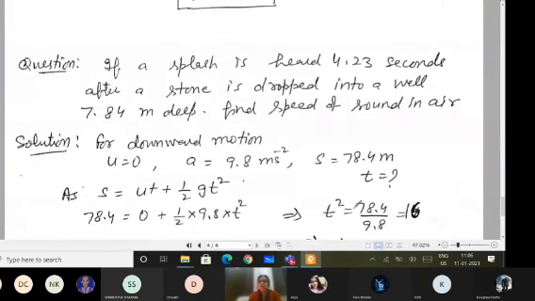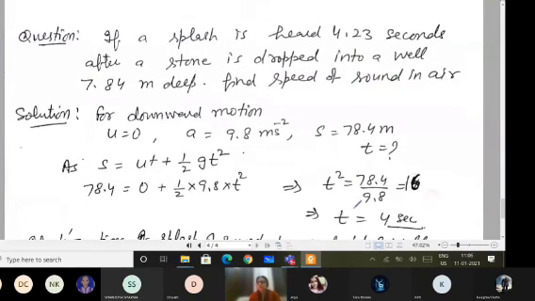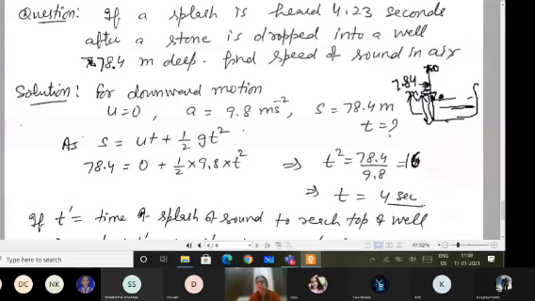A small question for you so that you are able to relate the concepts which we have learned. The question is that a splash is heard 4.23 seconds after a stone is dropped into a well, which is 78.4 meters deep. You have to find the speed of sound in air.